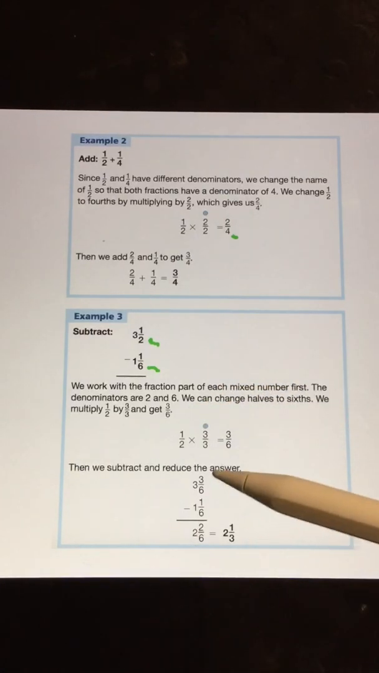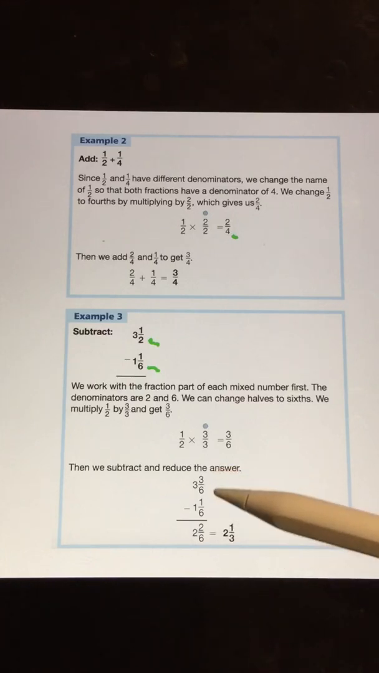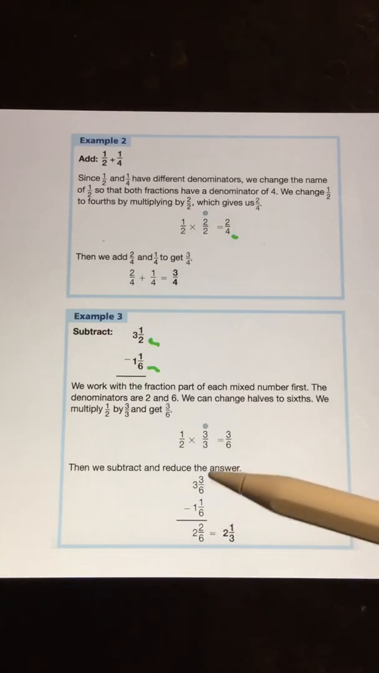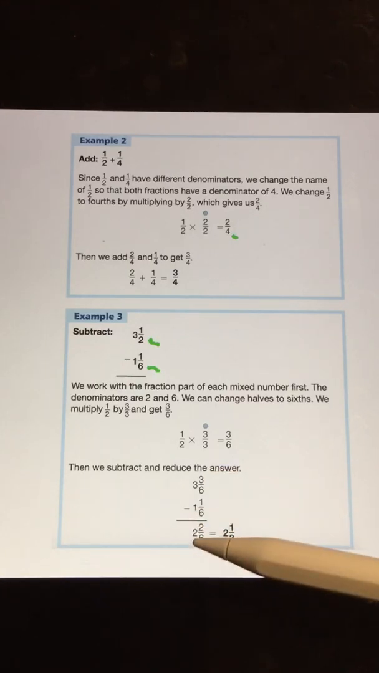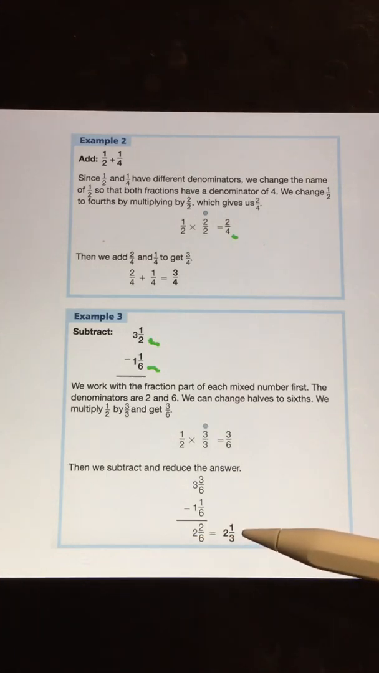It is much easier to subtract 1/6 from 3/6. And I get 2/6. I subtract 1 from 3. I get 2, and I simplify, reduce. You guys are the experts on this. And I have 2 1/3.